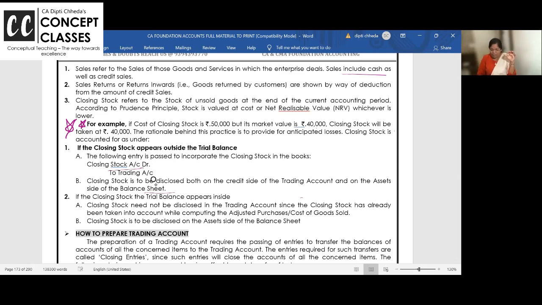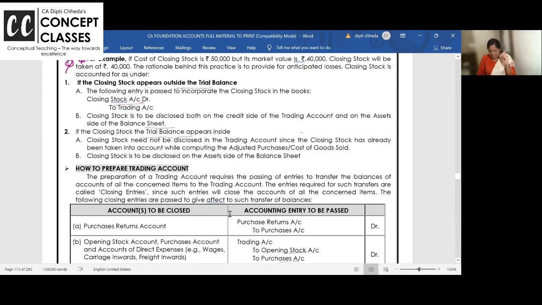Sometimes closing stock is given in the trial balance only. So closing stock need not be disclosed in the trading account, since closing stock has already been taken into account while computing the adjusted purchases. If closing stock is given in the trial balance, it means closing stock to trading account, either you write on trading account or reduce from purchases, is already done. So one effect will come only in balance sheet.